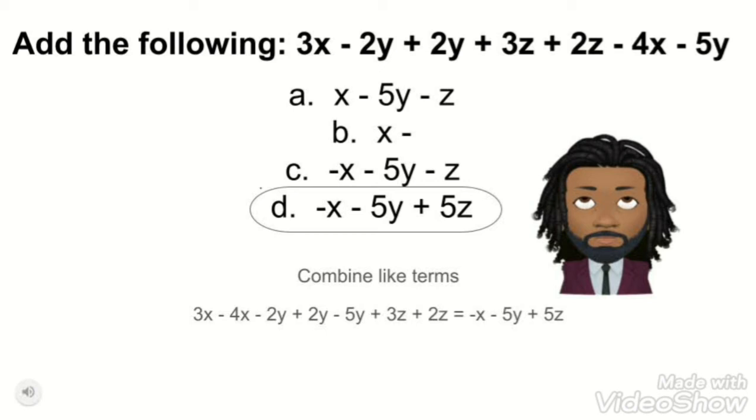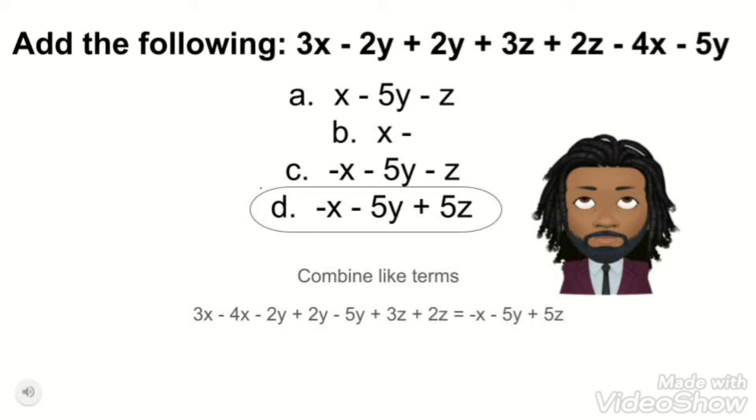Yes, and I put the X's together, which gave me a 3X minus a 4X. I put the Y's together, minus 2Y plus 2Y minus 5Y. I put the Z's together, plus 3Z plus 2Z. Now, 3X minus 4X is minus X. And that's how you can go in and erase something, scratch something, or eliminate anything that doesn't say negative X first.